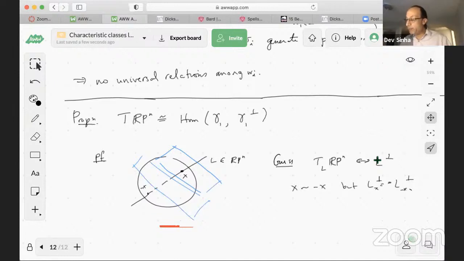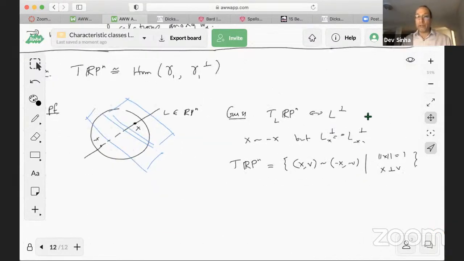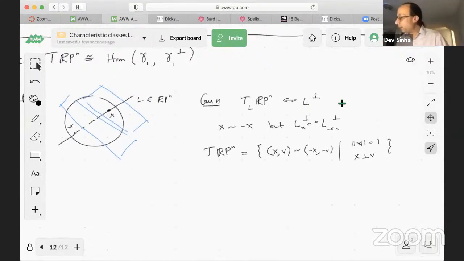So indeed, the identifications that we want are, if I want to think about tau RPN as pairs xv or minus x minus v, where say x is on the unit sphere and x is perpendicular to v.